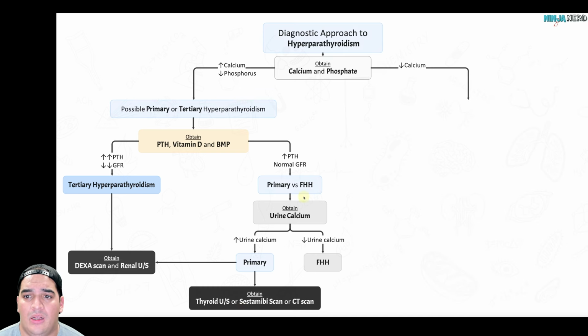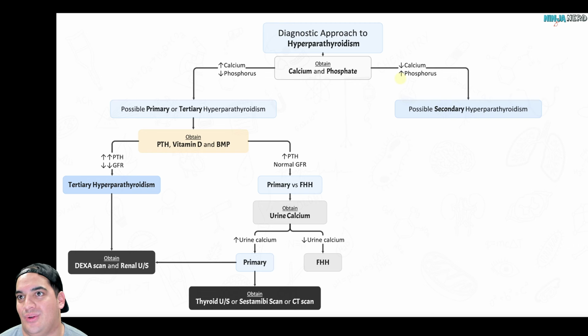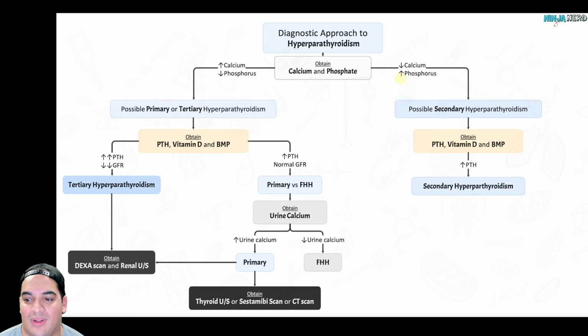All right. Calcium's low, or maybe even normal, and the phosphorus is high. Oh, baby, that's secondary. That's secondary hyperparathyroidism all day, right? I just got to know, is it due to CKD or is it due to vitamin D deficiency? Get a PTH, a vitamin D, and a BMP. If the PTH is high, all right, cool, it's secondary hyperparathyroidism.